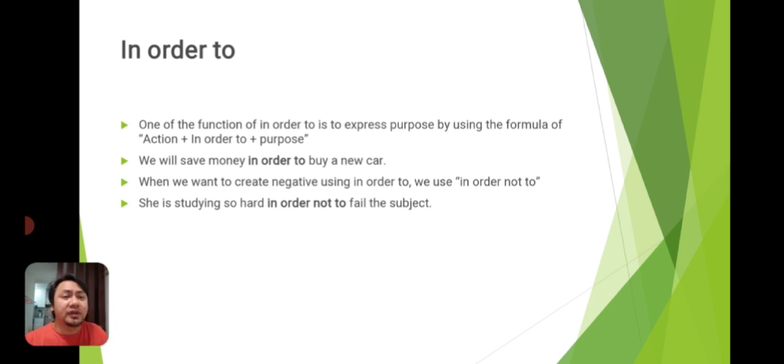Right, and the last one is in order to. One of the functions of in order to is to express purpose, using the formula action plus in order to plus purpose. We will save money in order to buy a new car. When we would like to create a negative using in order to, we use in order not to. She is studying so hard in order not to fail in the subject. Alright, you need to know which one happened first. In, we will save money in order to buy a new car, saving money comes first, and then after that, buying a new car.